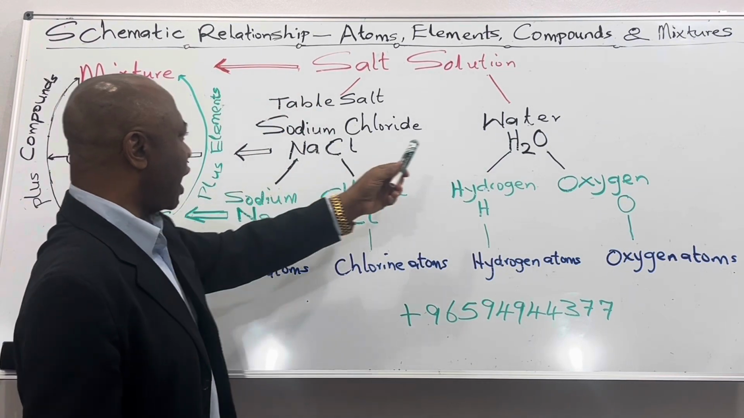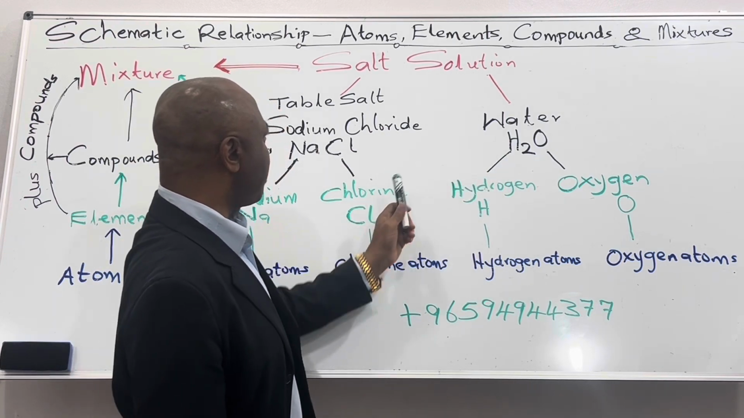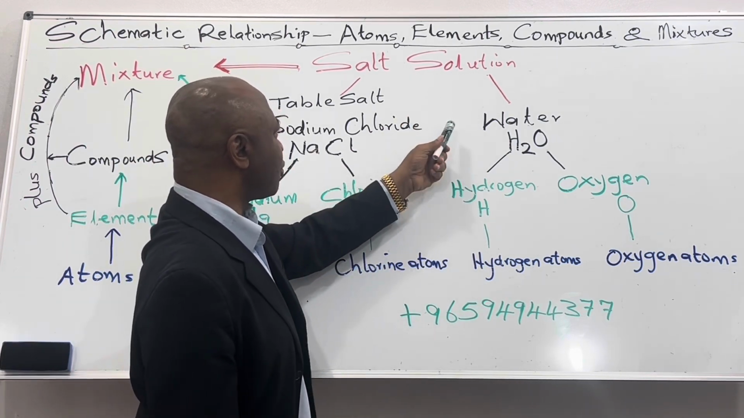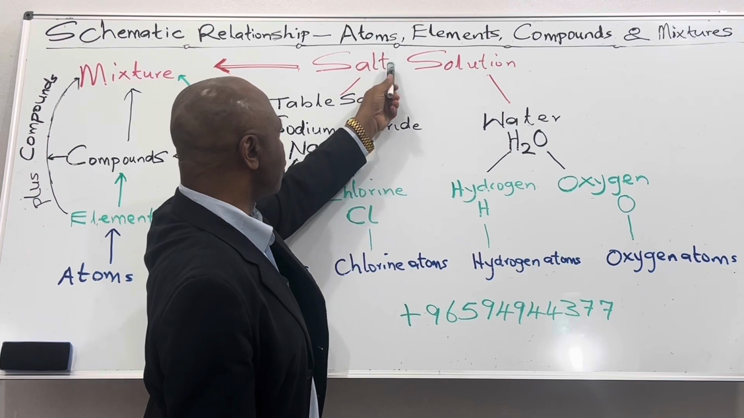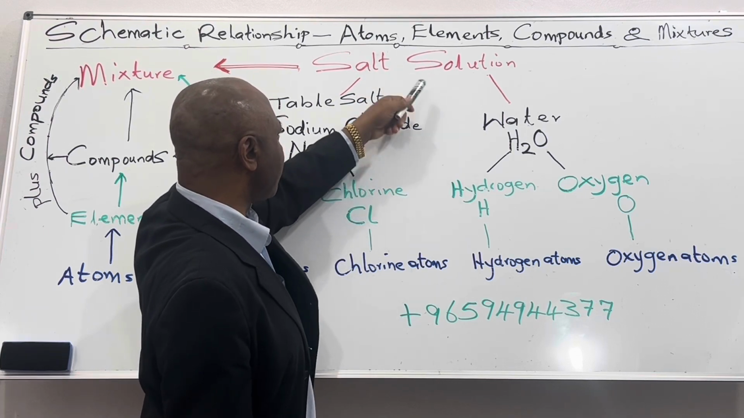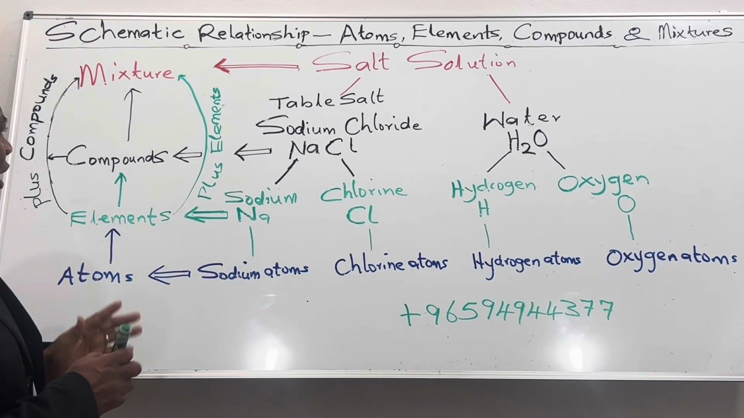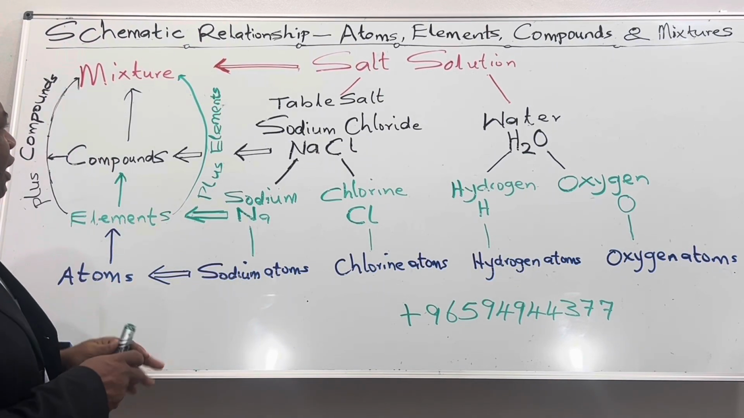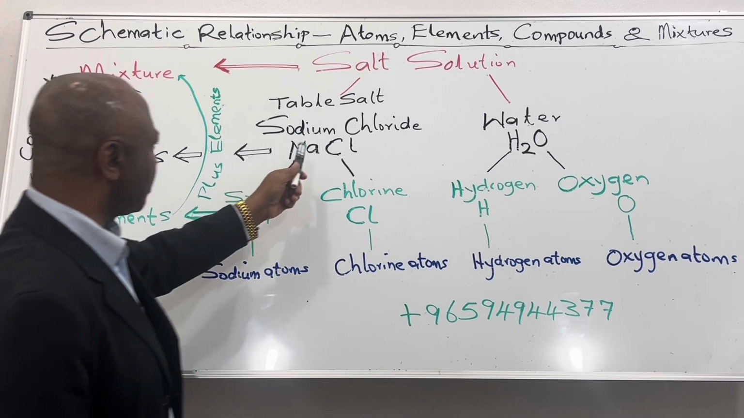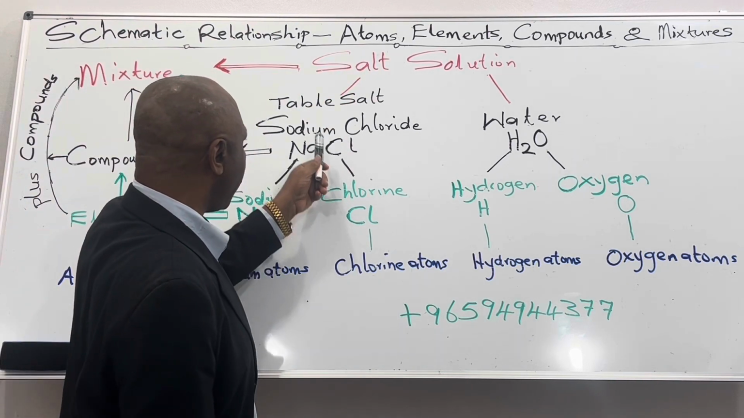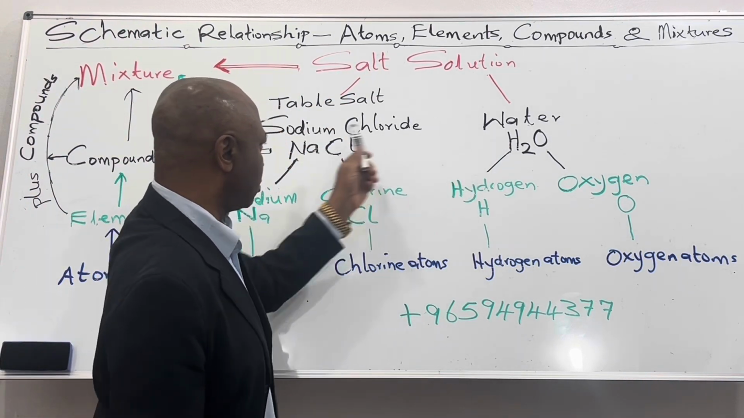Sodium chloride and water combine through a physical process to form salt solution. And because of that, salt solution is a mixture. In this diagram, we can see that the substances making up the salt solution are compounds.